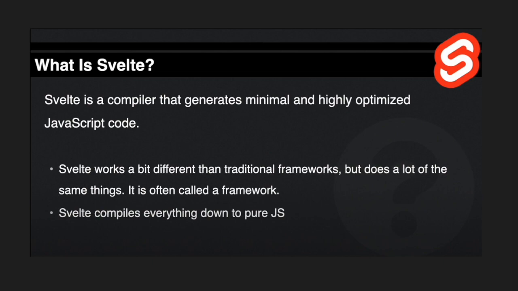So technically, Svelte is a compiler. It generates minimal and highly optimized JavaScript code. You might hear it called a framework because it does a lot of front-end framework work. It allows us to have reusable UI components that output the logic, use style, and so on. So it allows you to create simple pages and websites, like React, Vue and Angular.